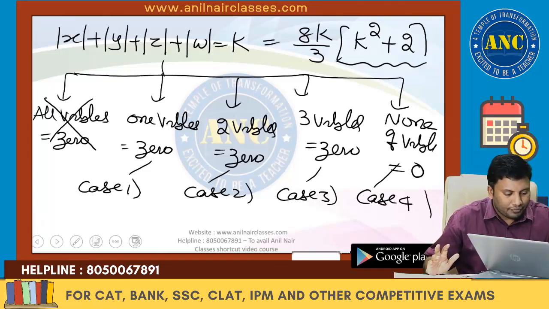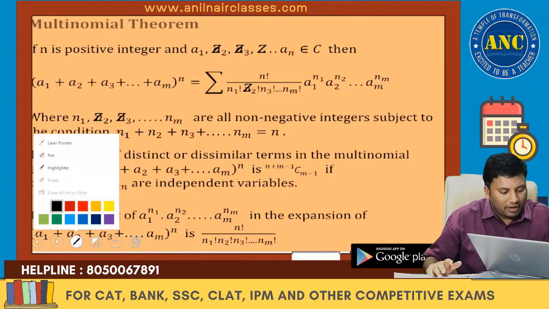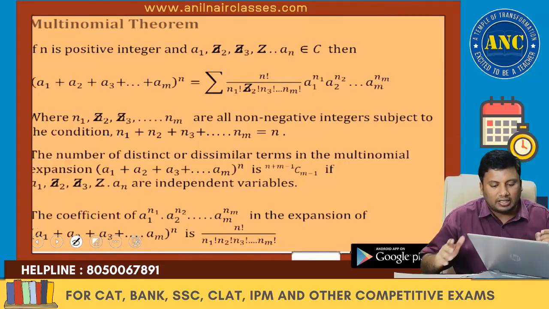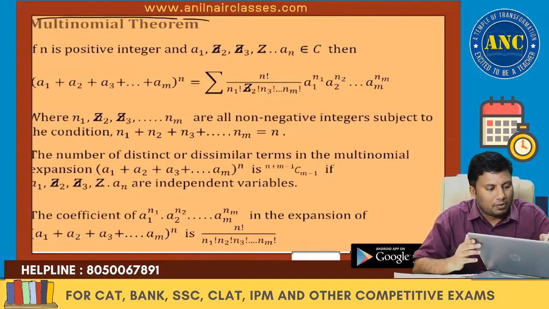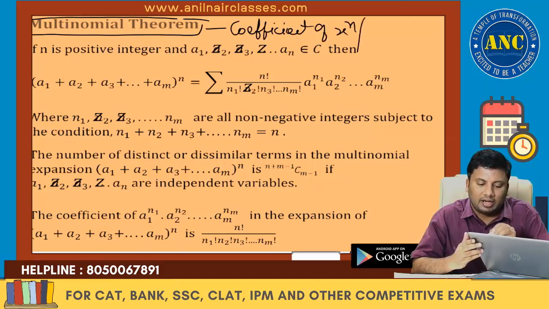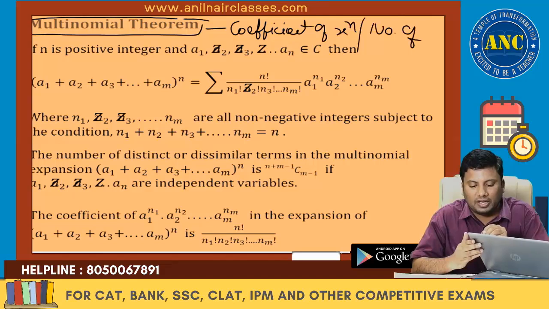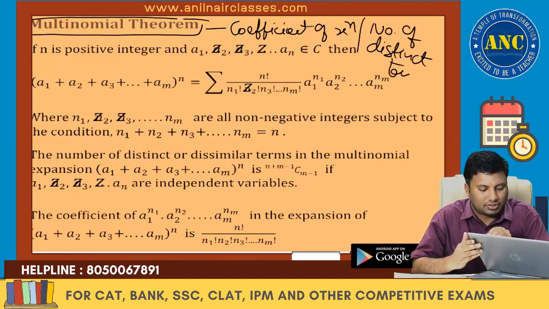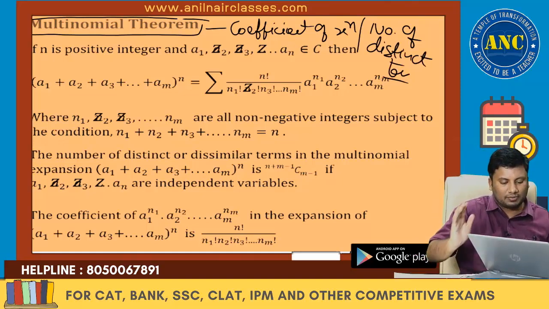Next one. Now see here. Now we are going to discuss the multinomial theorem. The multinomial theorem helps us in finding the coefficient of x power n, or it can also help us in finding the number of distinct terms.